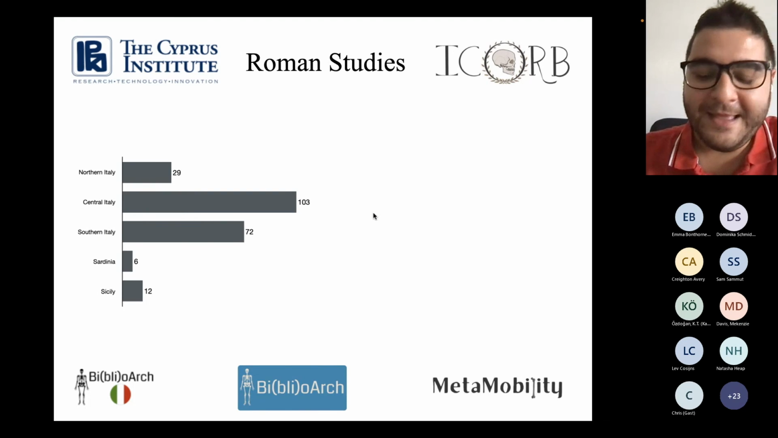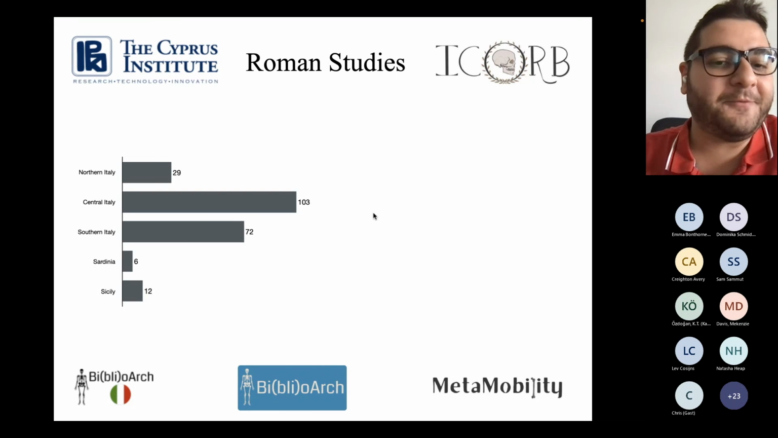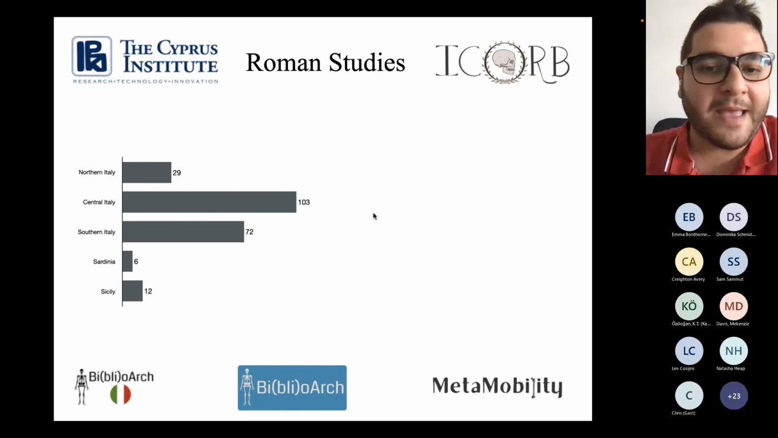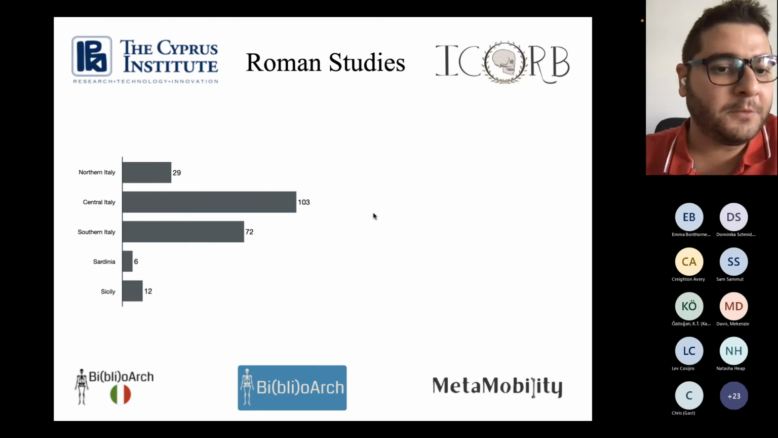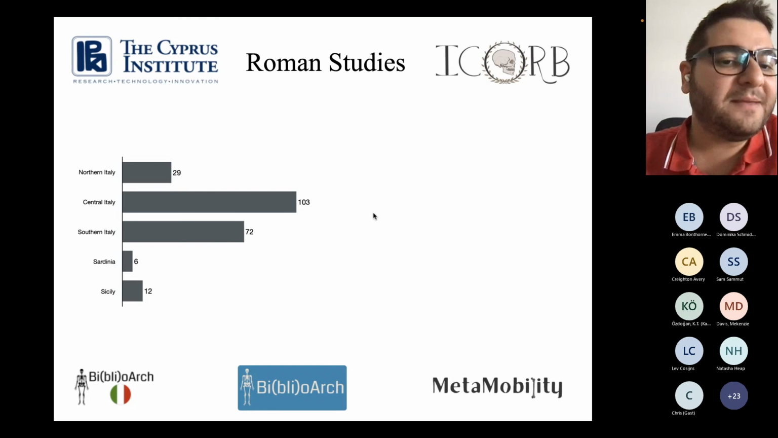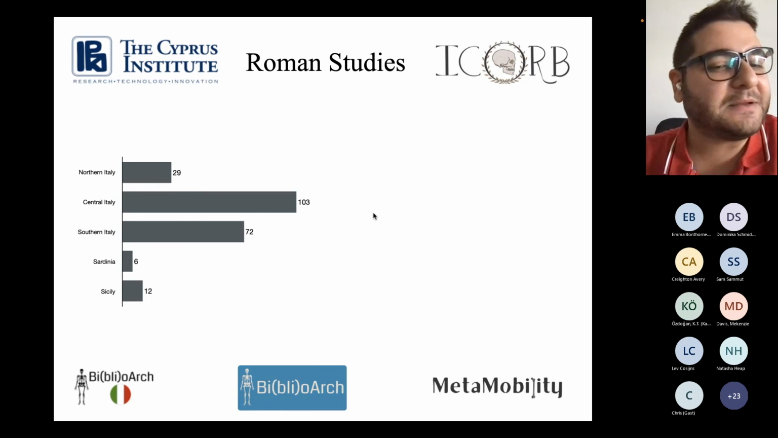go into deeper. So lastly, we have the number of papers per geographical area. Now what we can see is that, again, there's no surprise, Central Italy, Rome is in there. So we have the highest number of publications. And then we can see Northern Italy, Sardinia and Sicily have been very little studied. Now we have to say Southern Italy is the second most studied. However, we have to consider that in Southern Italy there are sites such as Pompeii and Herculaneum, which are very close to Rome.